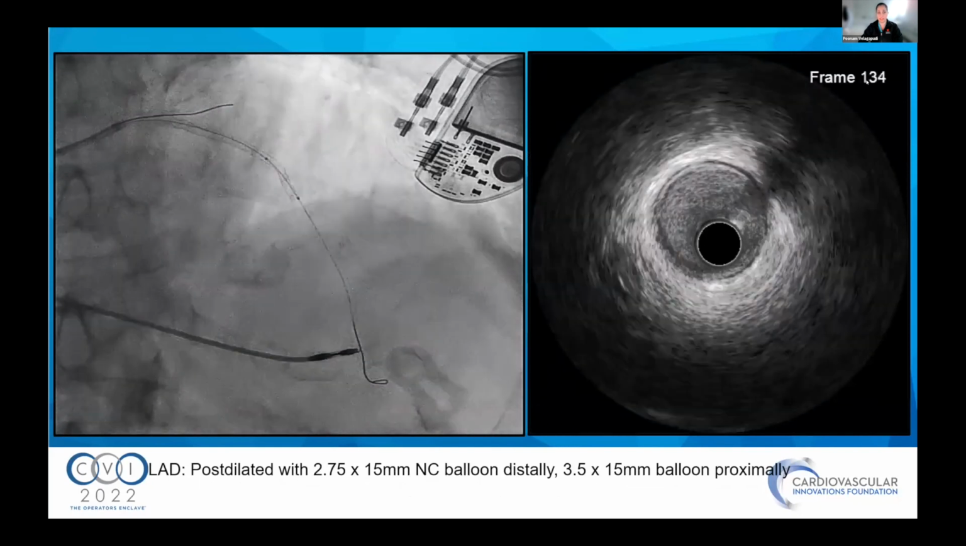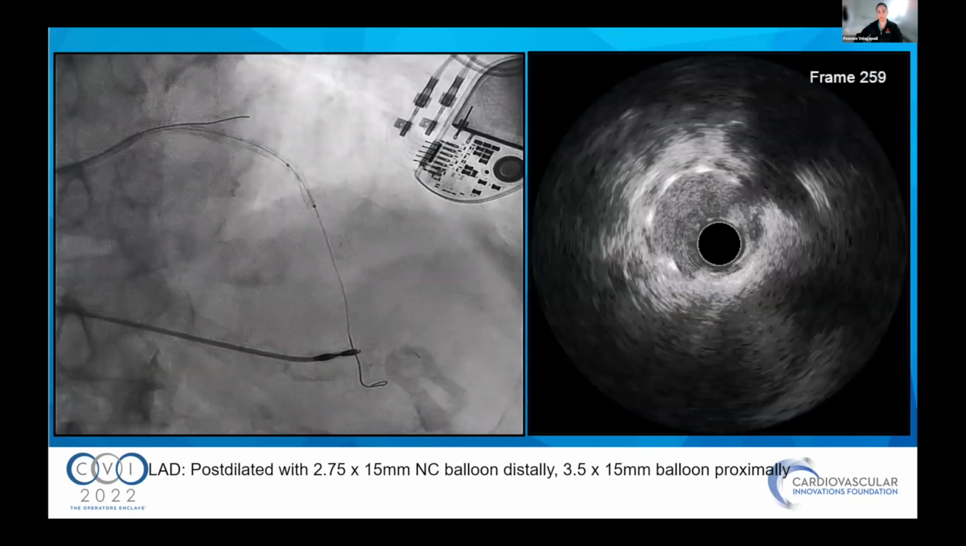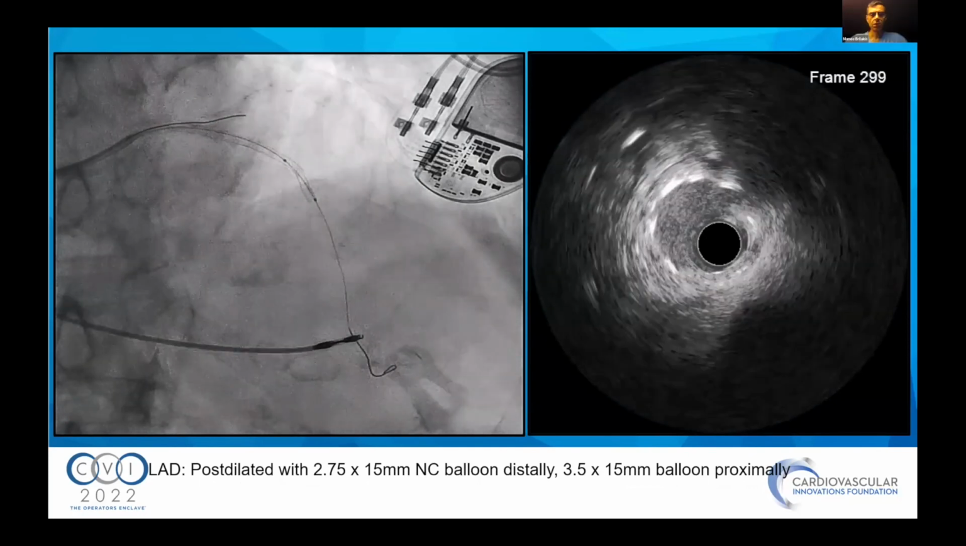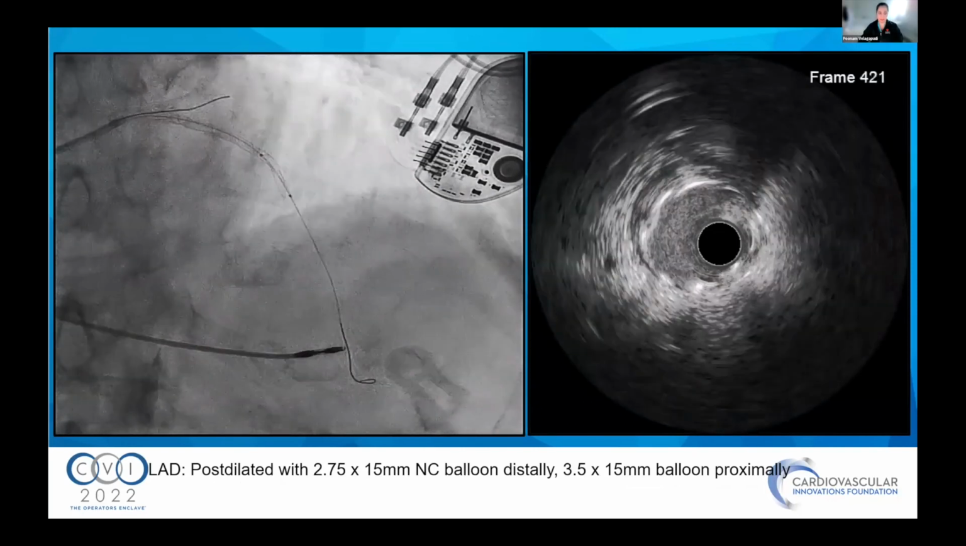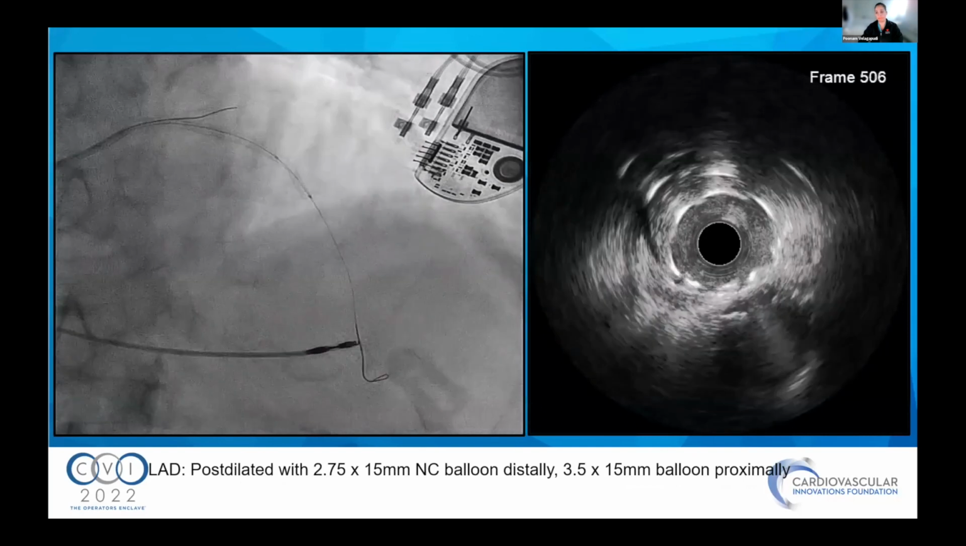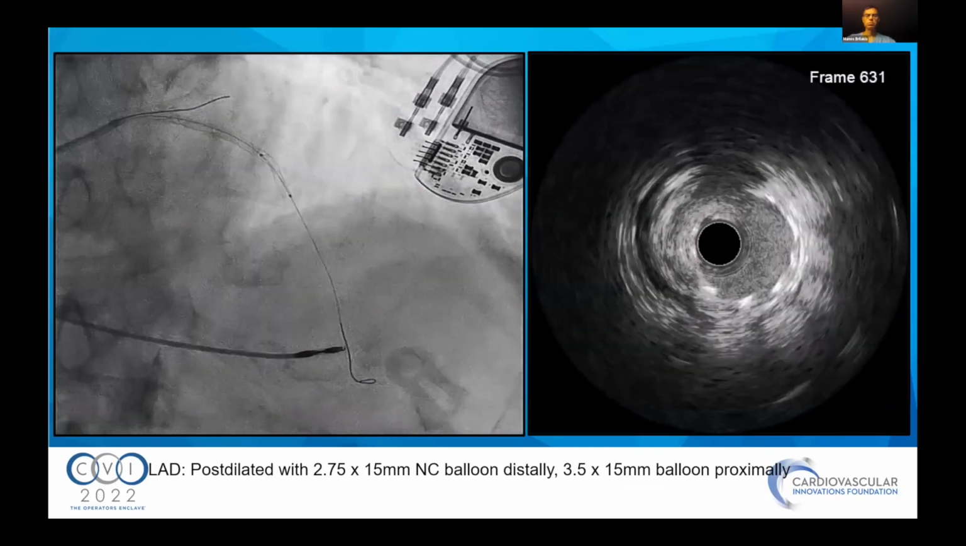This is the IVUS. Perfect. So you protected the side branch with a wire, and you did a POT. It looks like a larger balloon in the whole proximal part. That's an excellent technique.